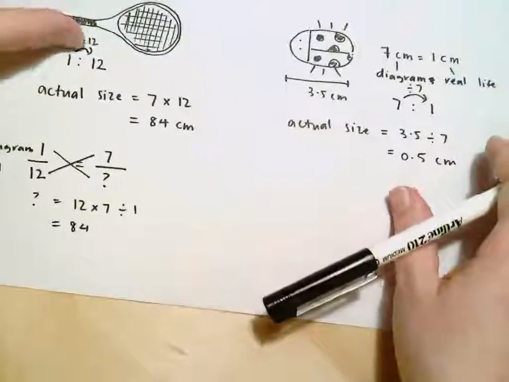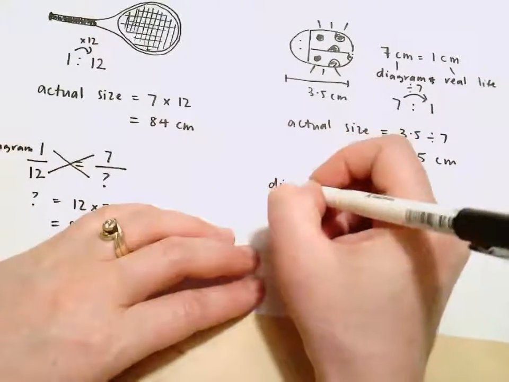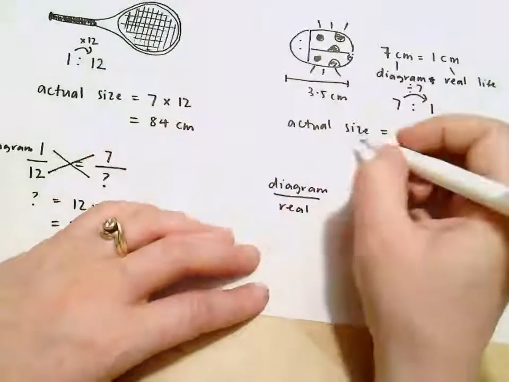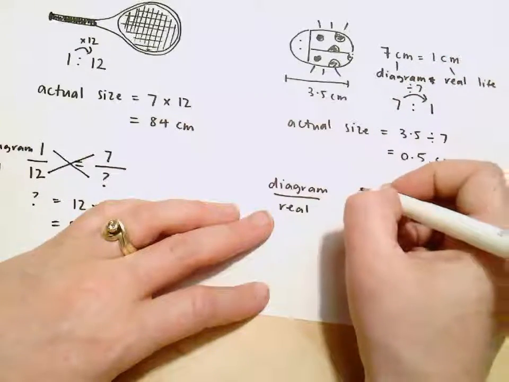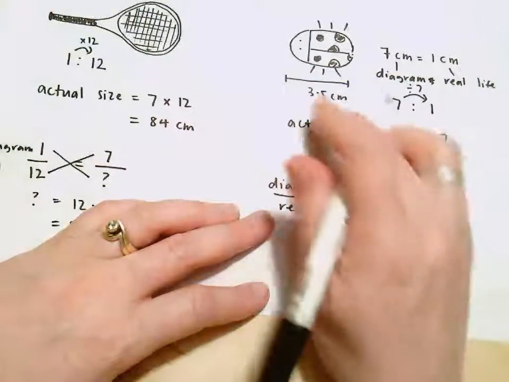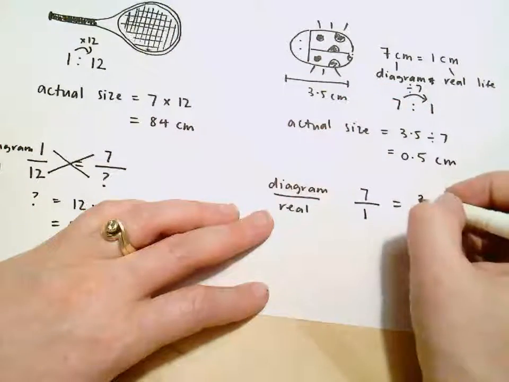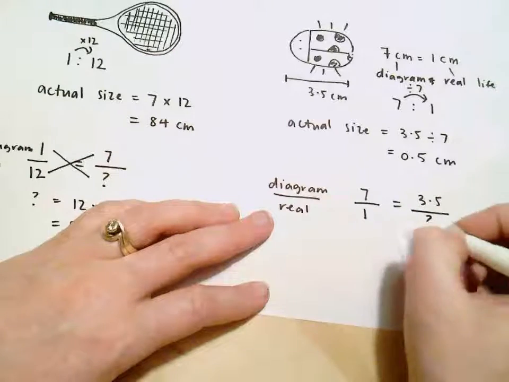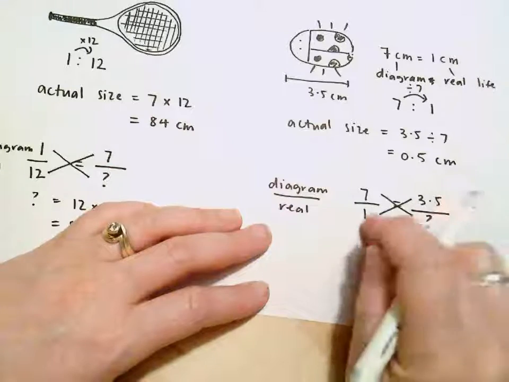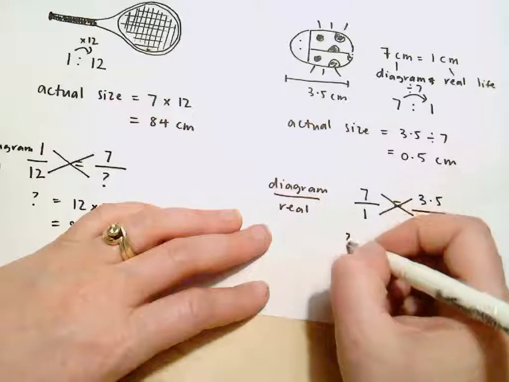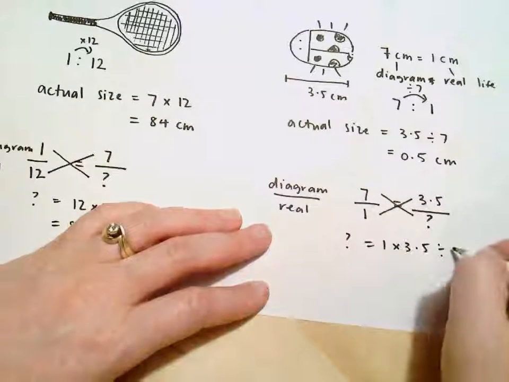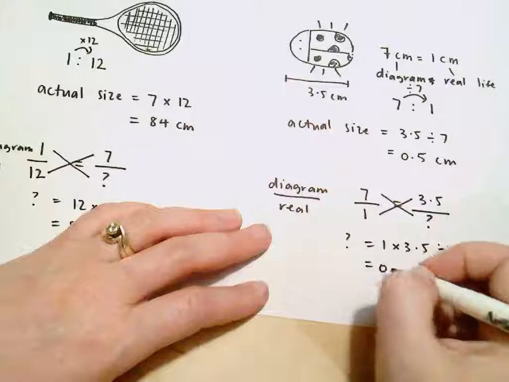On this one, if I was to use that same process, the diagram in proportion to the real thing, here my scale tells me that the diagram is 7 and the real thing is 1 from my scale. Now I know from my measurement here that I've got a measurement of 3.5 centimetres. I'm trying to work out what it really is when it's the lady beetle. So I'd cross multiply the two things that I know, and then divide by the number that is opposite the unknown. This will give me 0.5 again.